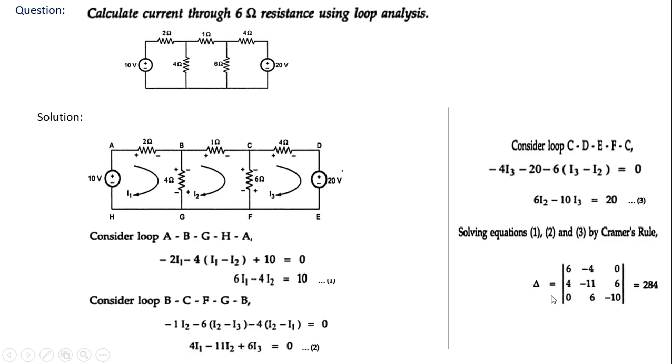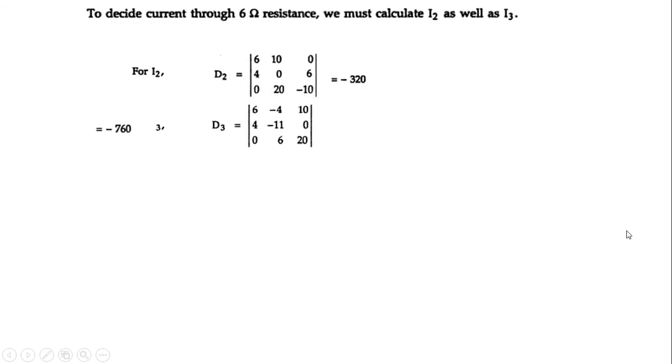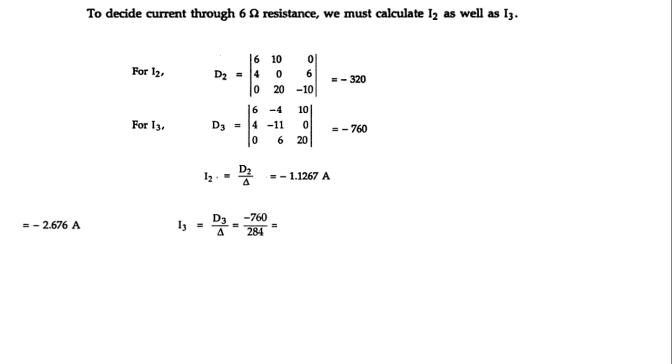For calculating D3 or del 3, we have to replace the third column using the right hand side of equations 1, 2, 3. This is what is applied here. The value of D2 is minus 320, the value of D3 is minus 760. And the I2 value is minus 1.1267, the I3 value is minus 2.676.